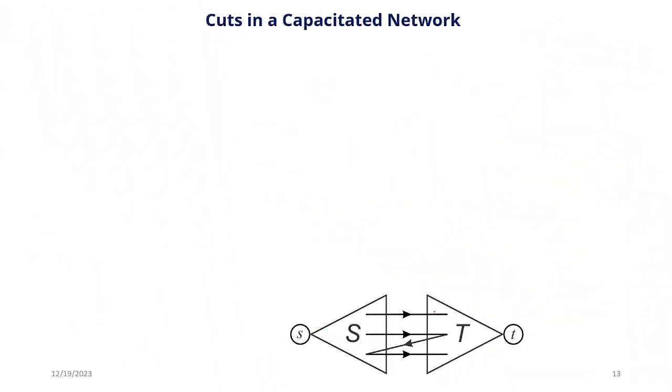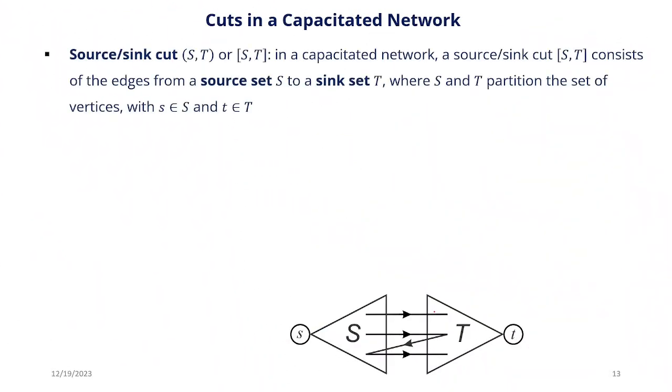Now let's look at cuts in a capacitated network. A source-sink cut, denoted by bracket S, T, or we use the square brackets, they are the same thing.